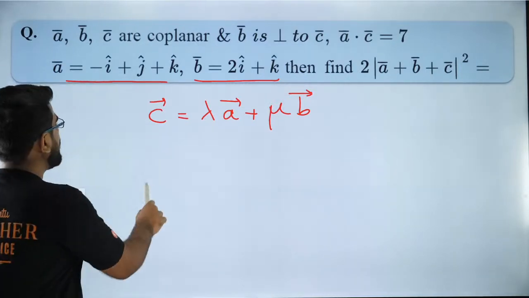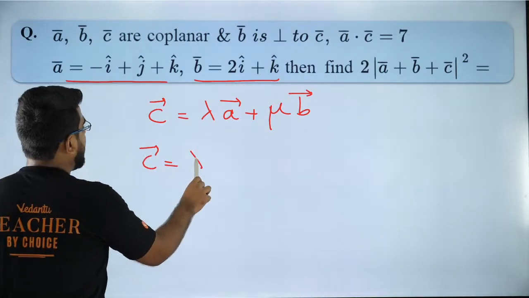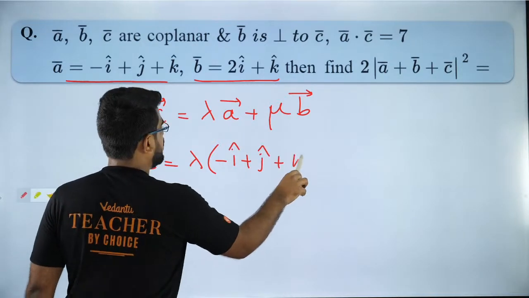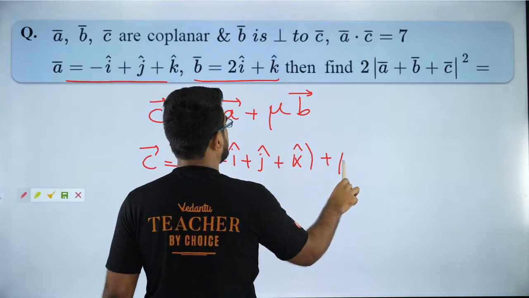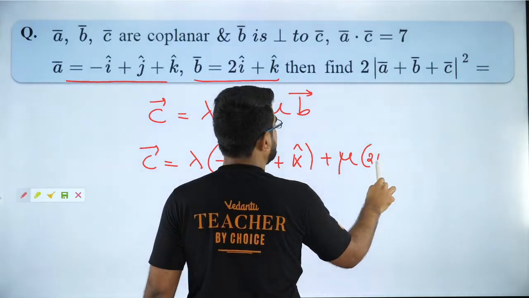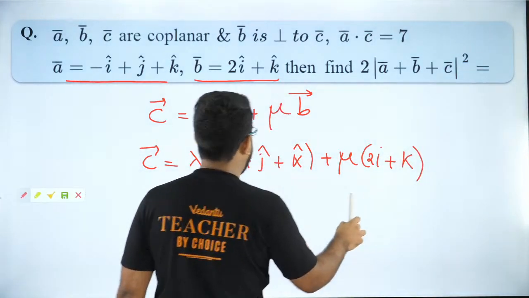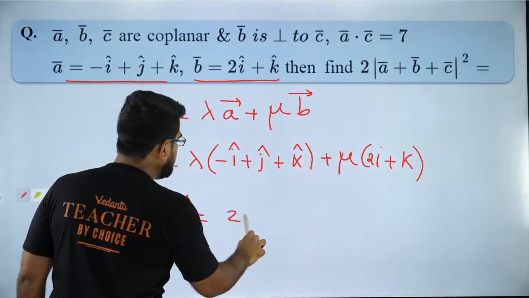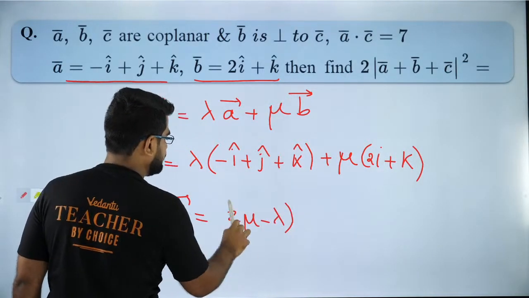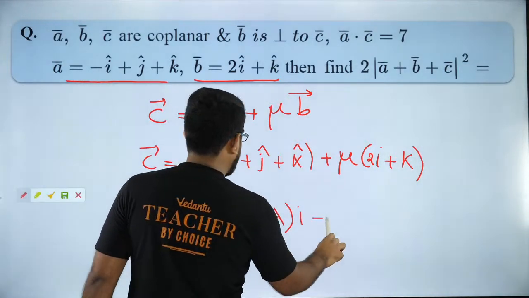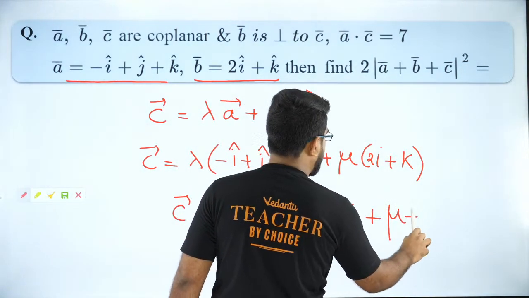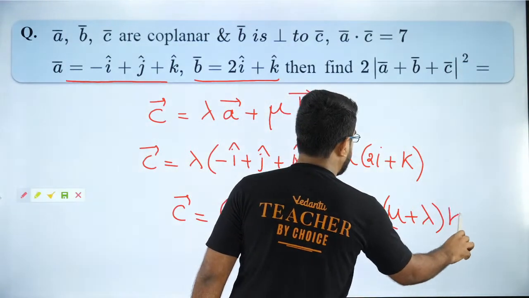Okay, so what do I do? I will write C vector as lambda times minus i cap plus j cap plus k cap, plus mu times of i cap, 2i cap plus k cap. So when I do that, what will I get? I will get C vector is equal to (2 mu minus lambda) times i, plus lambda times j, plus (mu plus lambda) times k. Is that clear to everybody?